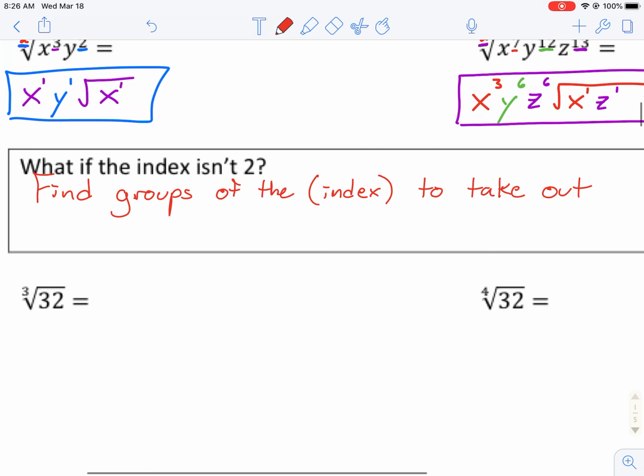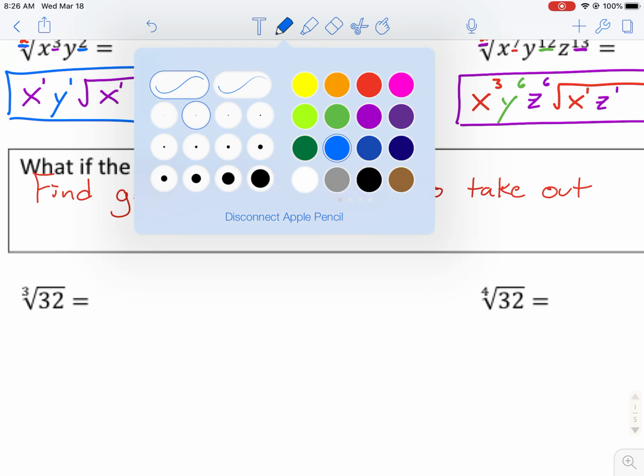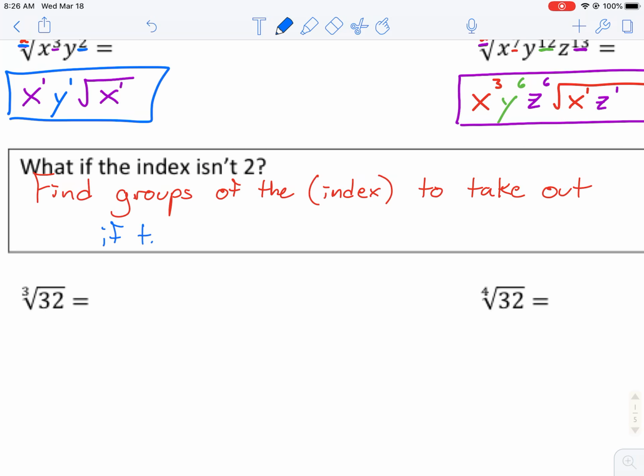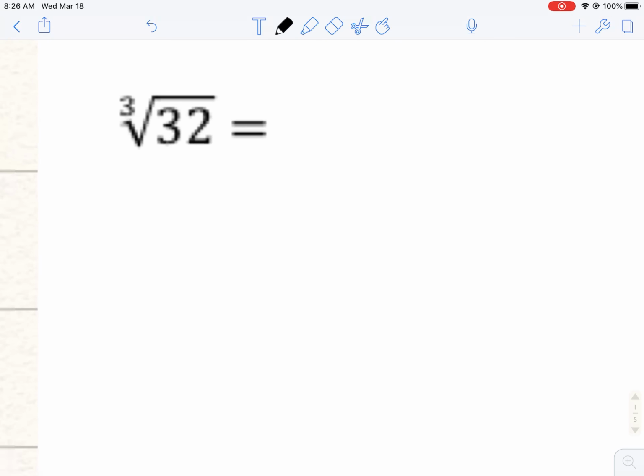Remember, if our index is 2, or we're doing a square root, in a factor tree we circle pairs. So, as an example, if the index is 3, or it's a cube root, circle groups of 3. So we're still going to use the same practice of breaking down a radical using factor trees. We're just going to do it using different indexes now. So the cube root of 32.